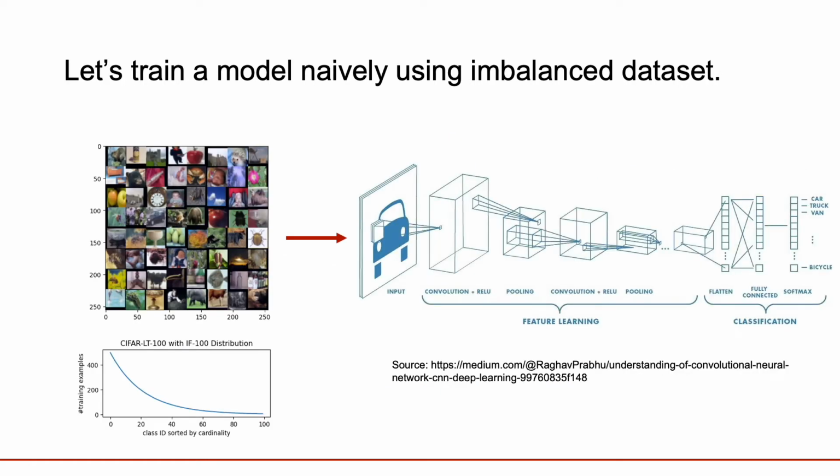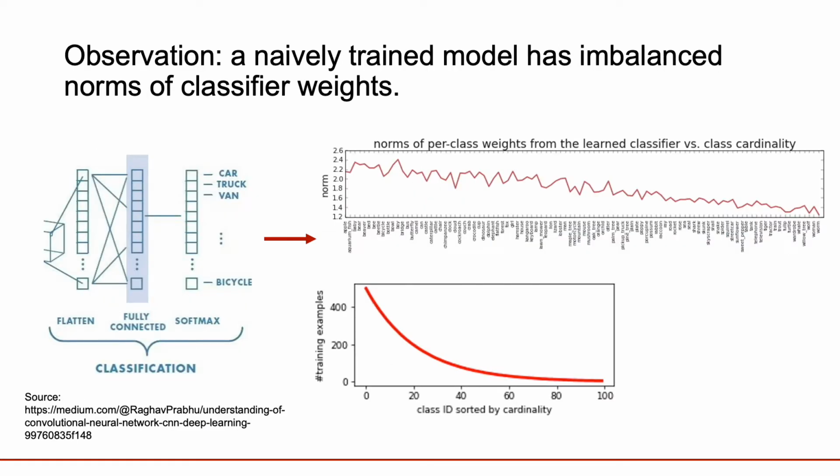To motivate our work, we can start by taking a deep learning model and training it naively on the imbalanced CIFAR-100 dataset, which is a modified version of the original CIFAR-100, such that it becomes a long-tailed one. Then we can focus on the classification layer, which is the last layer of the network. We can see that the norms of the classifier weights are skewed towards common classes as shown in the plot.